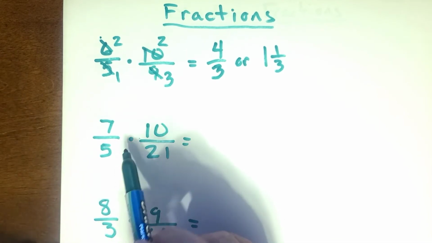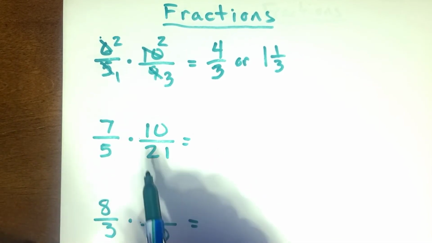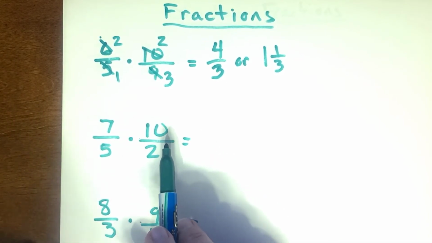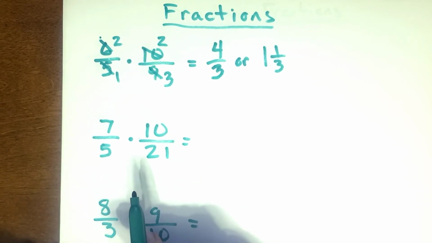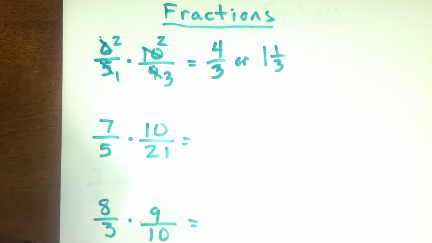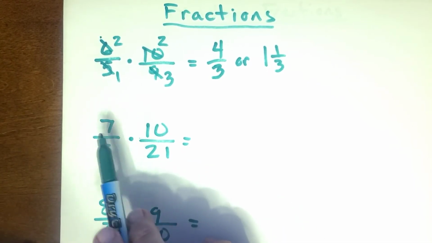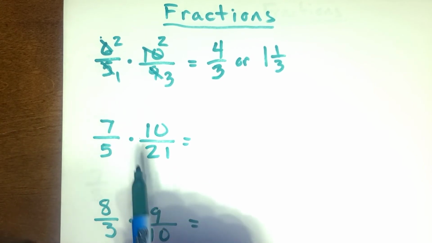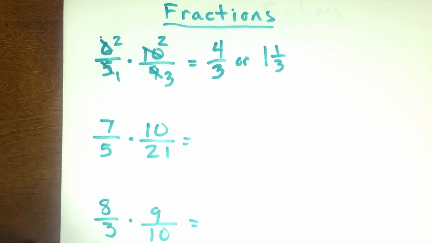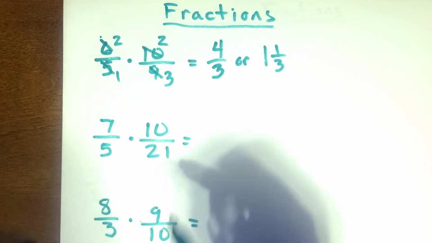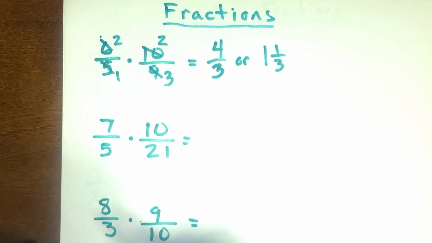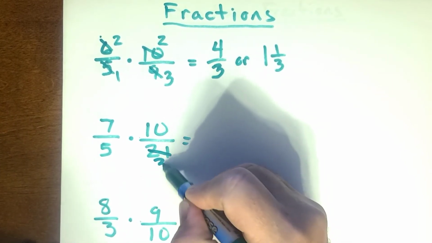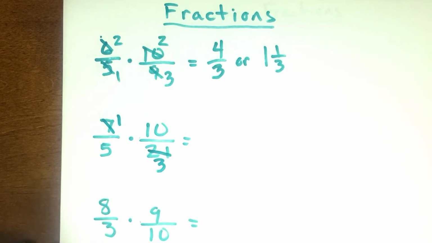All right, thanks. Now, if we did top times top over bottom times bottom, we would have 70 over 105. I don't think we want to try that. So what we're going to do is Professor AlgeBro's dividing out. Now, look at 7. Is there something in the denominator that can also be divided by 7? And look, we have 21. So 7 divides 21 3 times. 7 divides 7 1 time.